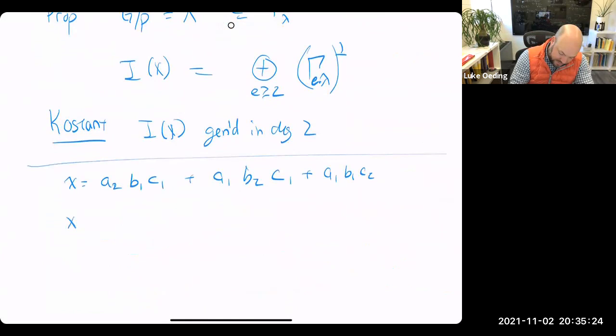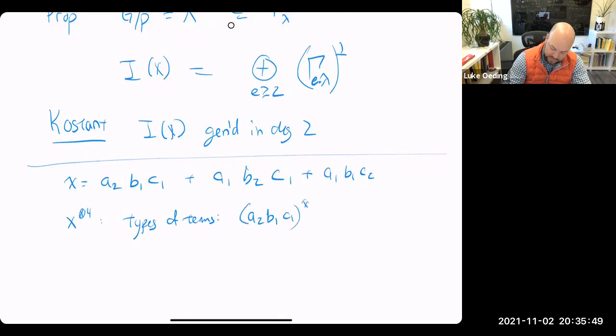Okay, and now what is X tensor to the fourth? I'm only showing you this degree 4 example, but the other degrees and the other modules we should have checked, but you can see how this would go for these guys. So X tensor to the fourth is going to have different types of terms, right? The types of terms are A2, B1, C1, just tensor to the fourth, which we already know what happens there.